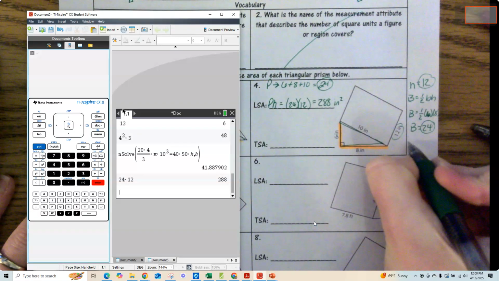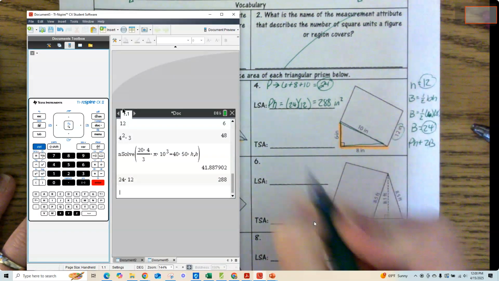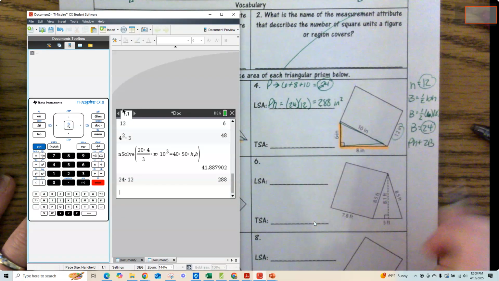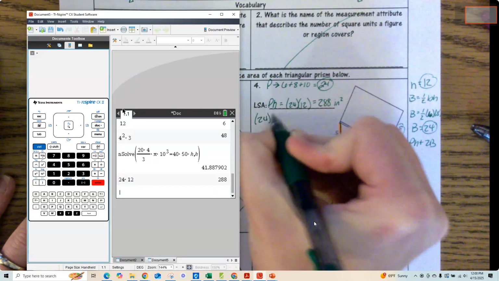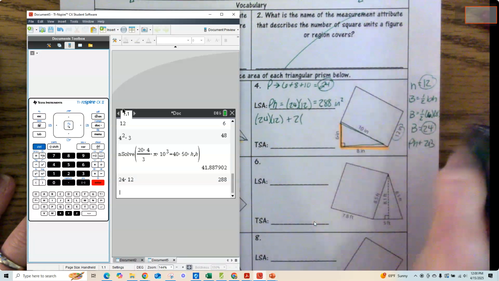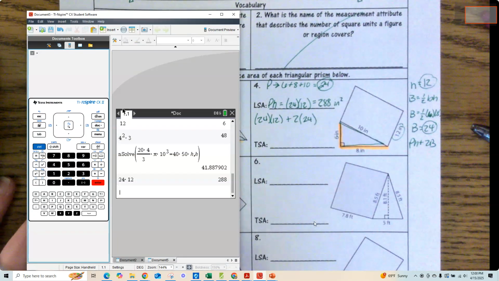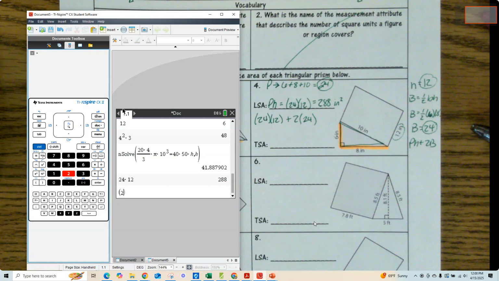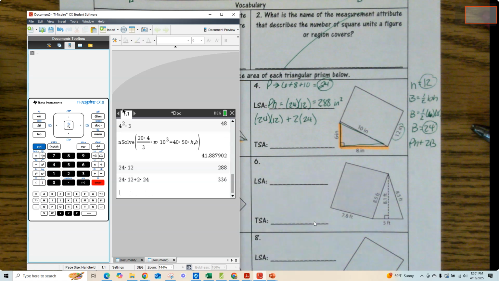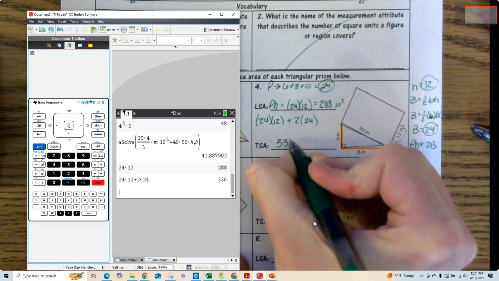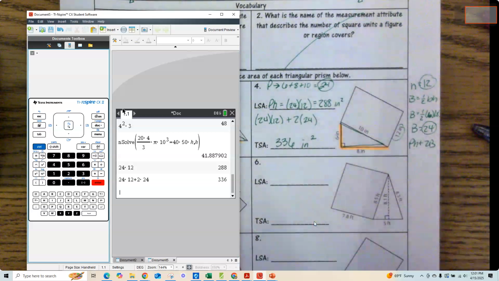Total surface area, PH plus 2 big B. Use this amount, add the 2B to it, whatever. Again, methods don't bother me. Big B is 24. My brain told me that I did that wrong, but that is kind of crazy that the perimeter and the area are the same. But that happens. So this one is 336 inches squared.